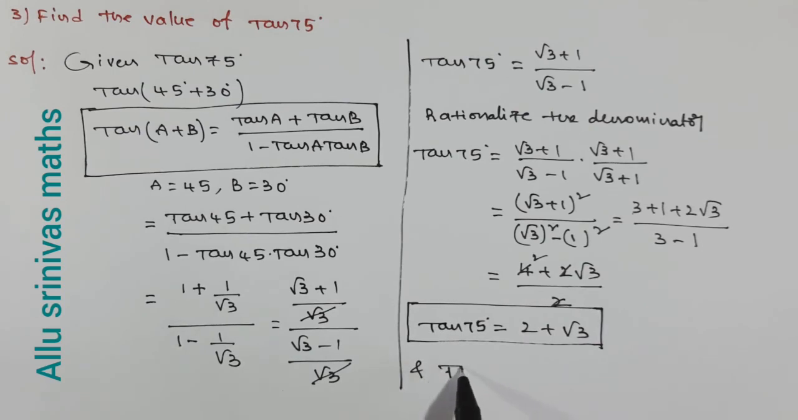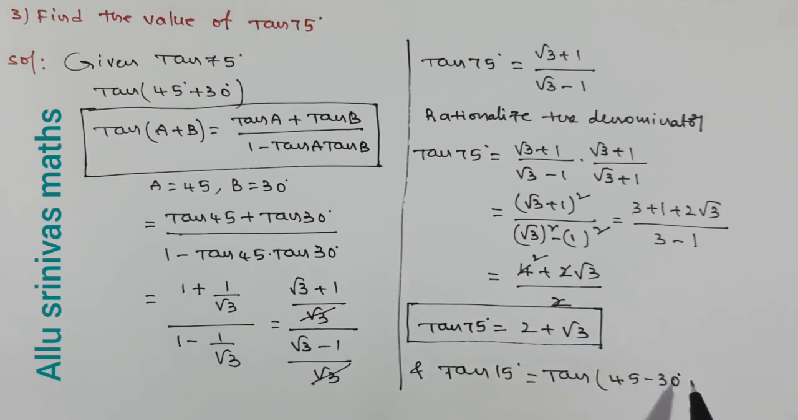As well as tan 15 degrees, 15 degrees can be written as a difference of known angles, 45 minus 30 degrees. We apply the formula of tan of a minus b. So the value is 2 minus root 3.